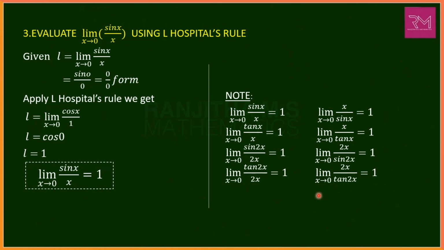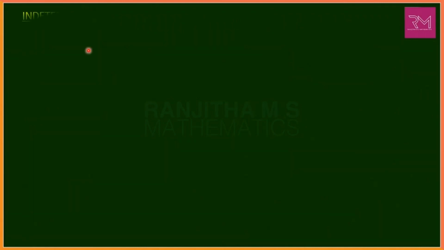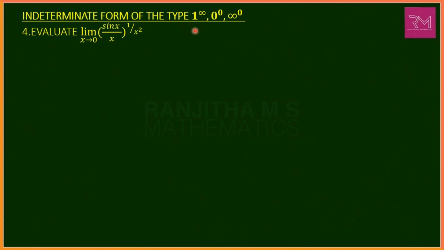This is a very important formula to remember to solve problems. We shall move on to another indeterminate form of the type 1 power infinity, 0 power 0, infinity power 0. Here is a problem. Evaluate limit of (sin x by x) whole power 1 by x square as x tends to 0. Here to solve this type of problem, if we substitute the x value, we get the indeterminate form of the type 1 power infinity, 0 power 0, infinity power 0.